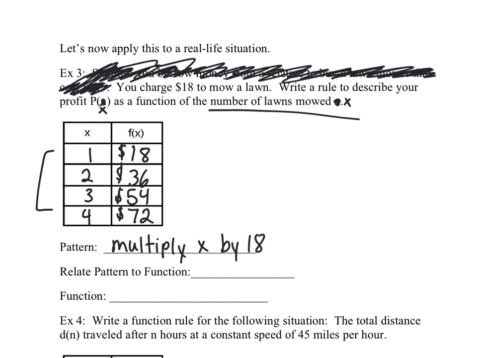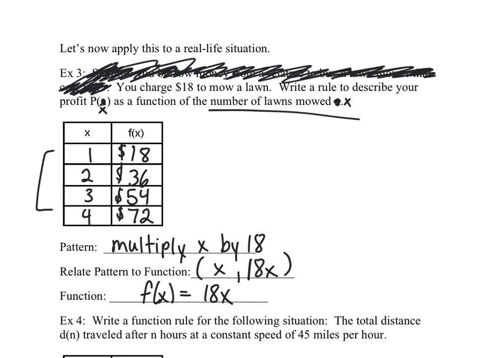If I had to relate that to a function, so put that in an ordered pair, wouldn't it be x and then what would the y be? 18x? Or x times 18. And then to write that in function notation, f of x equals 18x, good, or x times 18.